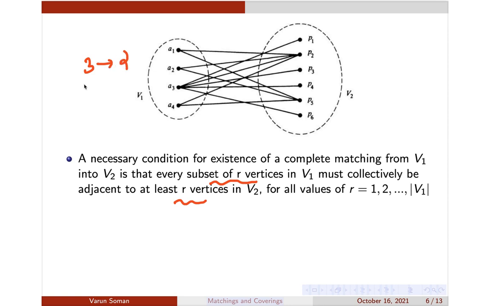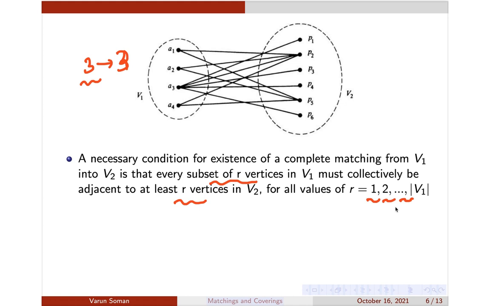So every subset of R vertices must be collectively adjacent to at least 3 vertices here. Okay, only then you can give a complete matching. So every subset of R vertices must be collectively adjacent to at least R vertices in V2, and that is true for any subset. For example, a subset of 1 vertex, it is obviously true. A subset of 2 vertices, a subset of 3 vertices. If you are taking a collection of 4 vertices, they should be adjacent to at least 4 vertices collectively. Otherwise, you can't give different assignments to them. Okay, so that is another observation we could make.